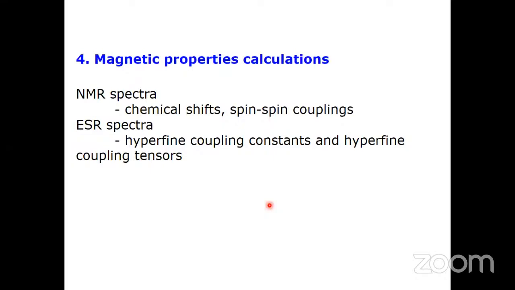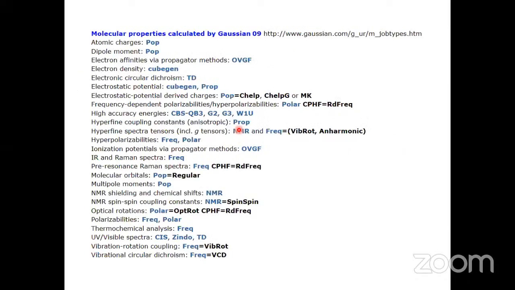These include the NMR spectrum of any compound, which gives chemical shifts and spin-spin coupling, and ESR spectra. For ESR spectroscopy, which produces hyperfine coupling constants and hyperfine coupling tensors, there is one very important program named ORCA, developed by Frank Neese from Bonn, Germany. That gives very reliable results. So these are the properties which are usually calculated not only by Gaussian 09, but also by some other advanced versions. And these are certain keywords using which we can calculate those molecular properties.